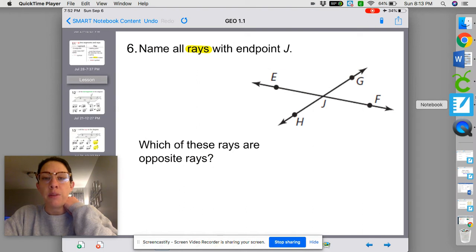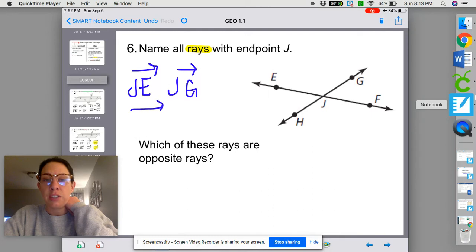So if I name all the rays with endpoint J, there should be 4 of them. Because I could start at point J and I could go in the direction of E, I could go in the direction of G, I could go in the direction of H, or I could go in the direction of F.